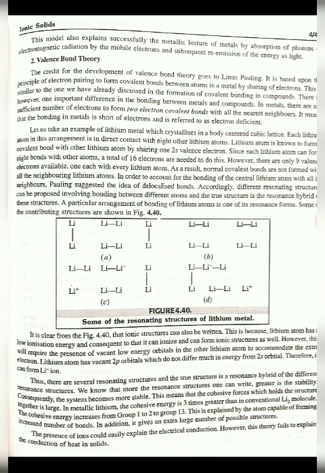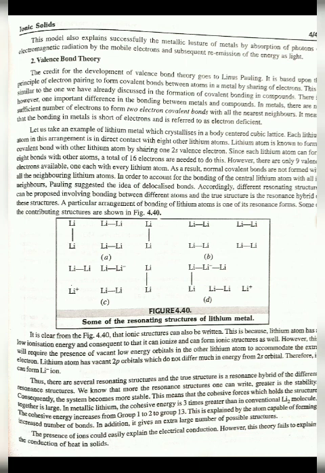In order to account for the bonding of the central lithium atom with all its neighbors, Pauling suggested the idea of delocalized bonds. Accordingly, different resonating structures can be proposed involving bonding between different atoms, and the true structure is the resonance hybrid of these structures. A particular arrangement of bonding of lithium atoms is one of its resonance forms.